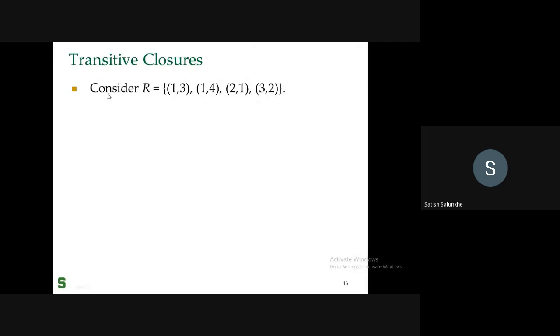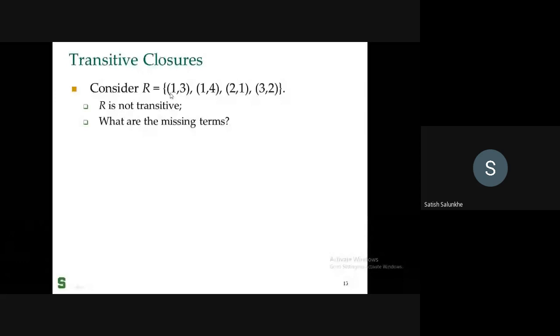So, we want to make this relation R forcefully transitive. So how to make it? Just now Palak has identified 1 comma 3, 3 comma 2, and 1 comma 2 is missing. If you take 3 comma 2, 2 comma 1, then 2 comma 1 is also missing. If you take 2 comma 1, 1 comma 4, then 2 comma 4 is also missing, and there are many more terms.